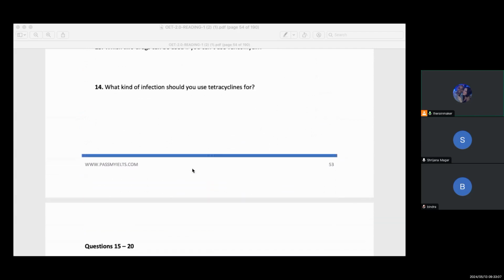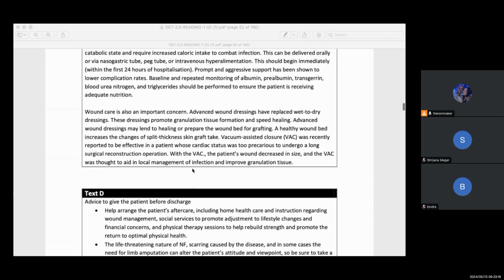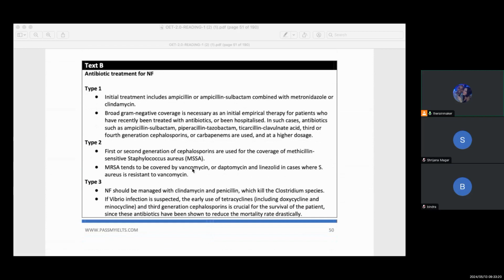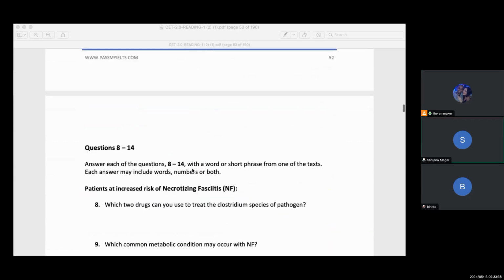So what kind of infection should you use tetracycline for? Very easy. Our keyword is tetracycline. For what kind of infection do we use it? Check. Look for tetracycline. What kind of infection do we use it in? Tetracycline. So our keyword is tetracycline. Obviously, we know that all the medications have Vibrio infection. Yes, Vibrio infection.